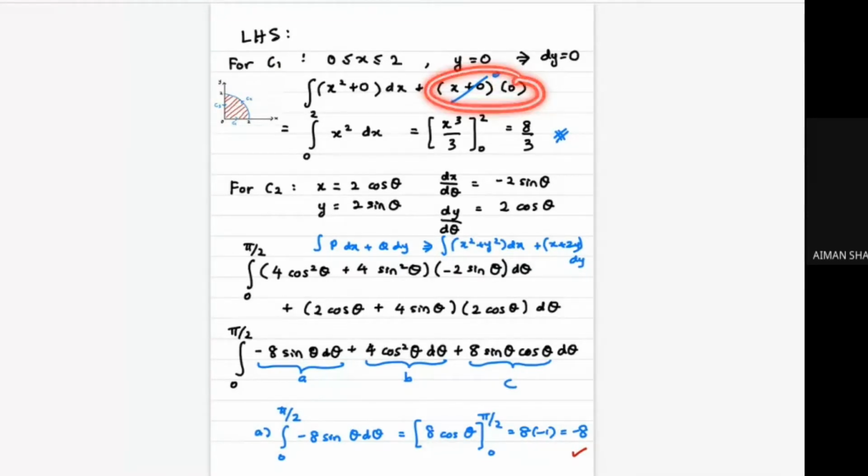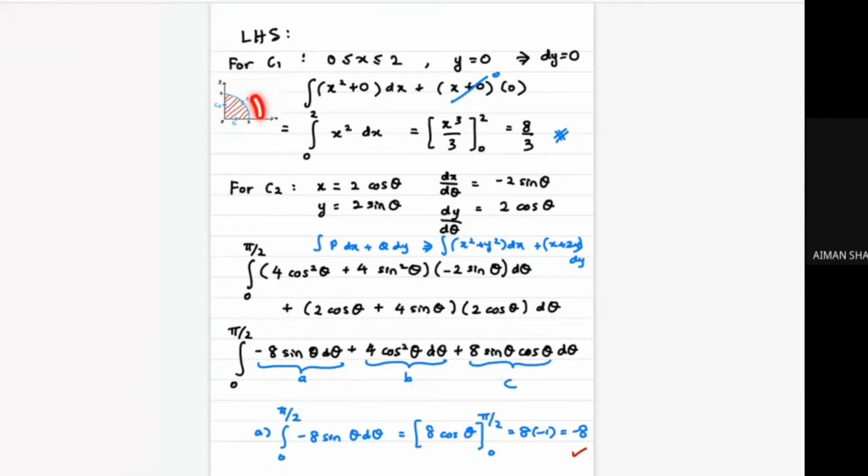Okay, so you get 0 for all this part. So you have x squared dx from 0 to 2. Just solve this line integral. Integrate x squared, you get x to the power of 3 over 3. From 0 to 2, you get 8 over 3. That is for C1.